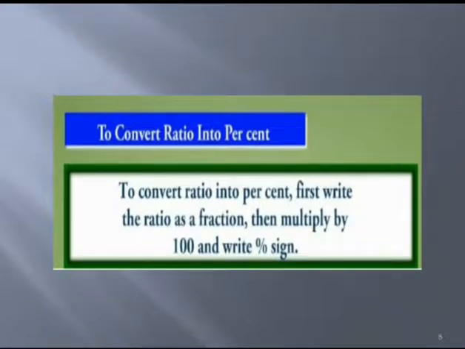To convert ratio into percent, first of all, you have to write the ratio as a fraction. After writing in fractional form, then you have to multiply that particular fraction by 100 and put the percent symbol along with 100, right? Now see the example related to this concept.